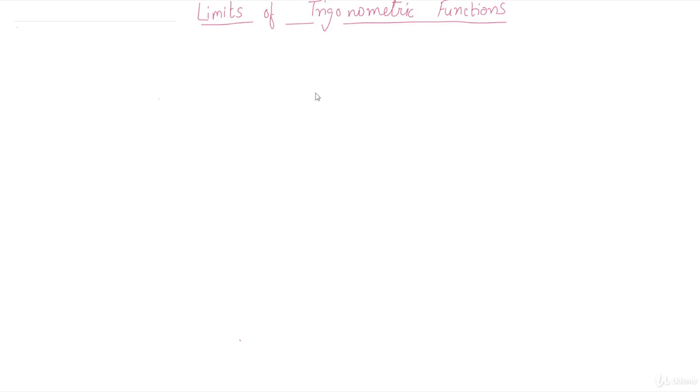Hey guys, welcome back. In this video, we will be discussing a new topic, that is limits of trigonometric functions. So let's start with our first identity. Our first identity is limit x approaches 0 of sine x by x. This is equal to 1. This is our first identity and we will prove it now.